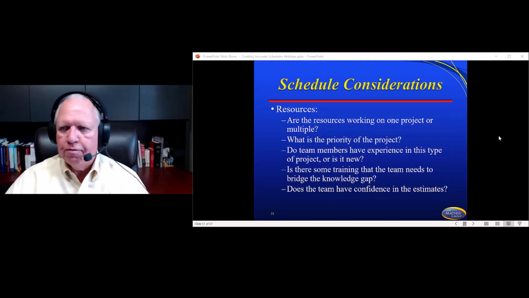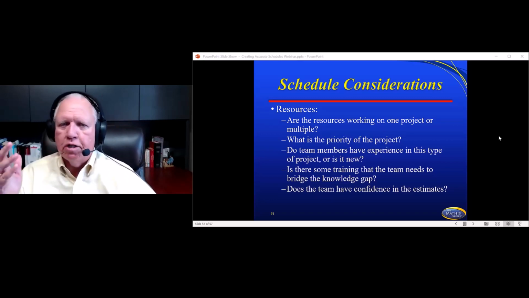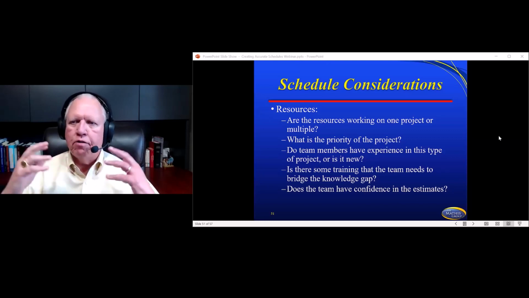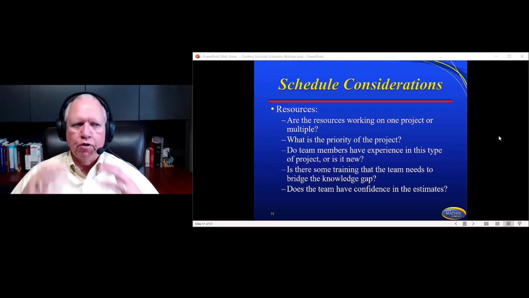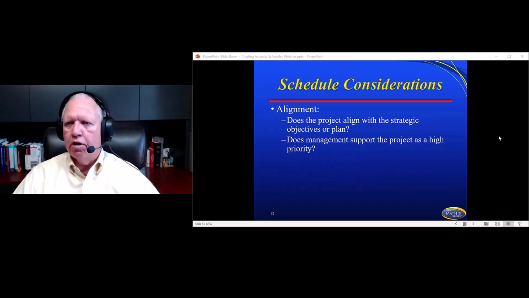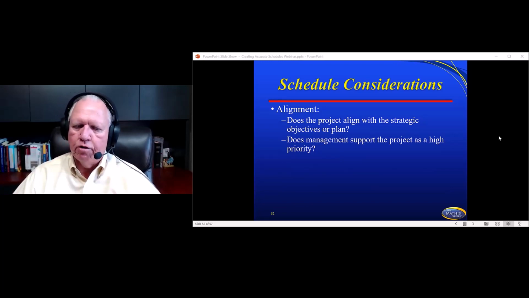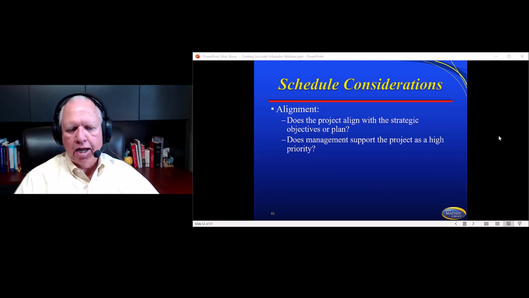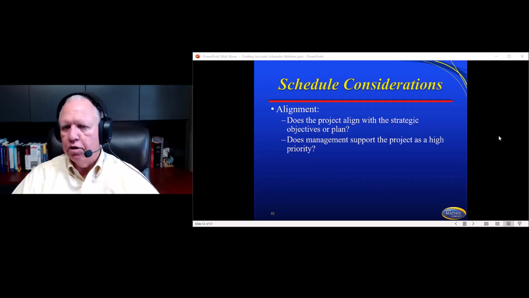Does the team have confidence in the estimates? And I will tell you, generally, people don't have confidence in the estimates that they've inherited. They have more confidence in the estimates that they create. So if you're inheriting these, check them out. You want to do a PERT on it at least, and see how this measures up with what you think it's going to take. Alignment with schedules. So does the project align with the strategic objectives the way you understand it?